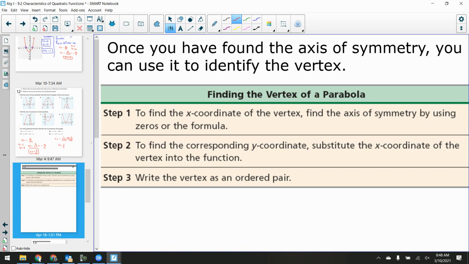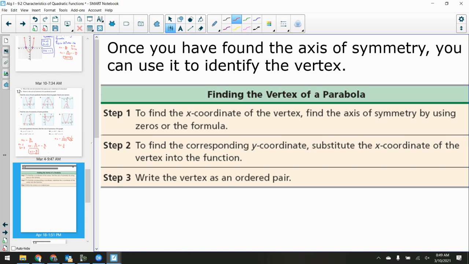Do we all know where a vertex occurs? Remember, the vertex is at that minimum or maximum point, right? The high or low point. A very important piece of the graph. We've been able to find the axis of symmetry, the center line, but we don't know where the vertex is on that line. Now, if we're able to tell where the vertex is, we can start putting things together.